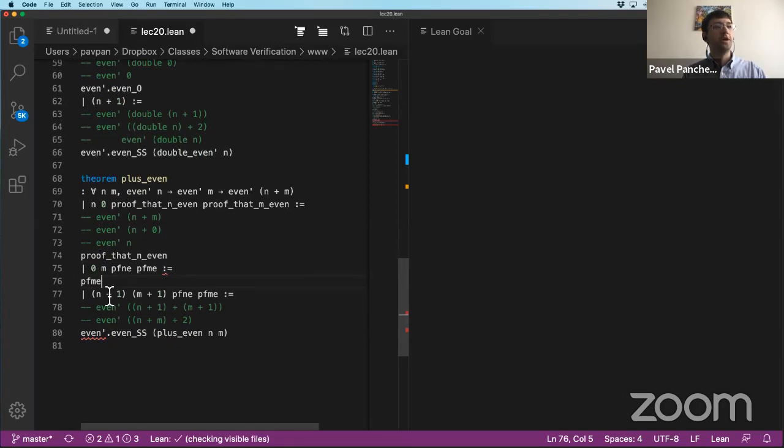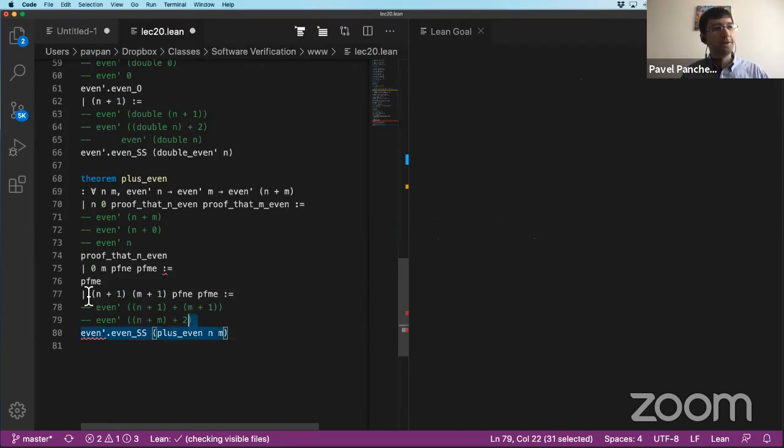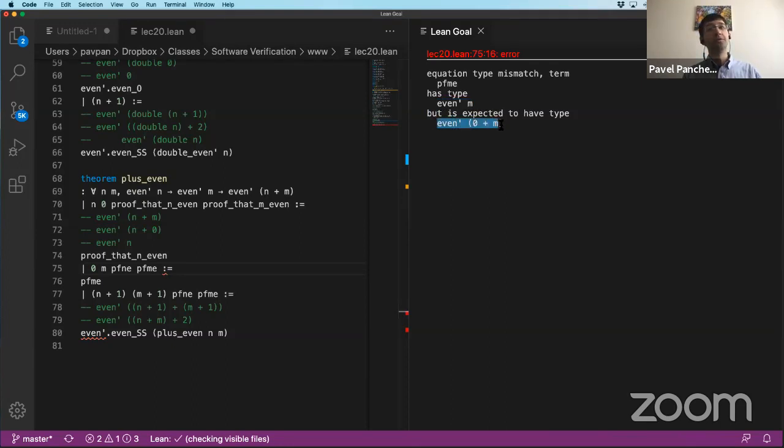So now we've handled all the cases. However, Lean is still unhappy about some stuff. And this is going to dive a little bit more deeply into this idea of mixing computations together with proofs. So if we look at either of these two complaints, like say this one, we see that Lean is complaining that I have produced a proof that m is even, but it's looking for a proof that 0 plus m is even.